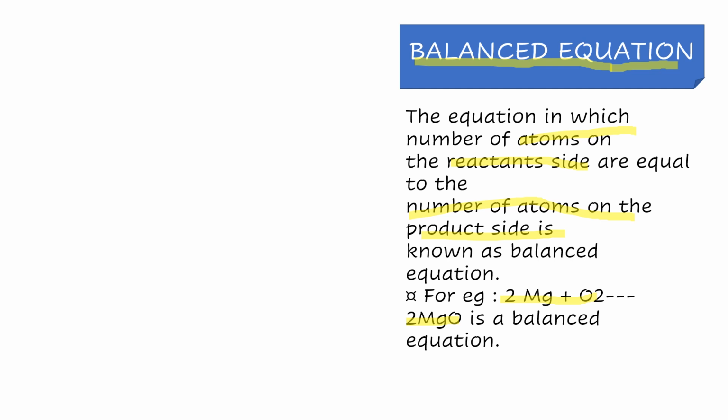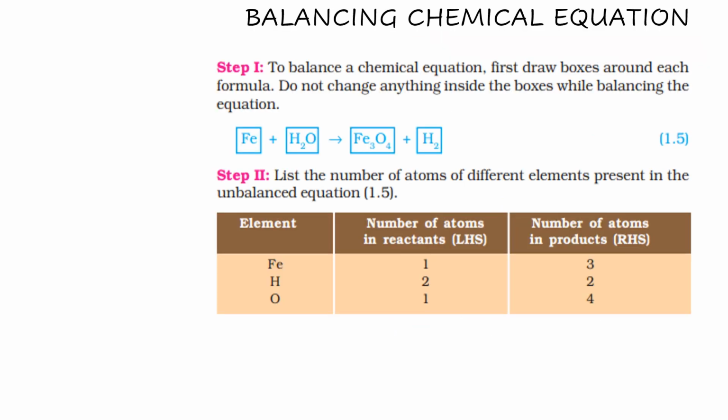So to obey the law of conservation of mass, we add a 2 in front of magnesium oxide. So here the number of atoms for magnesium and oxygen are 2. On the reactant side we have 1 magnesium and 2 oxygen. So oxygen got balanced. To balance magnesium we again add a 2 on the reactant side. Now the chemical equation is said to be a balanced chemical equation.